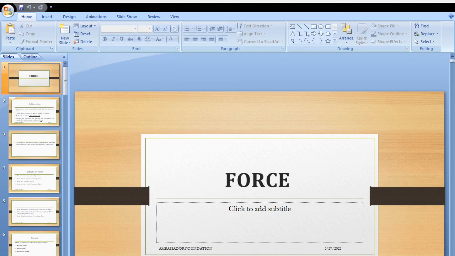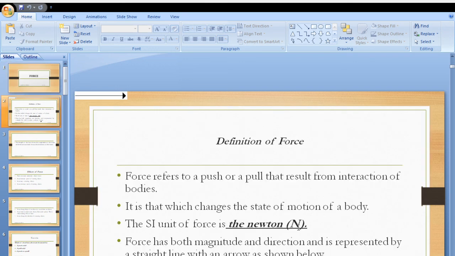Welcome to the topic on force, and we are going to look at what is a force, effects of forces, types of forces, and many other concerns about forces. So first of all, we need to know what is a force. Then from there we look at the SI unit of force.